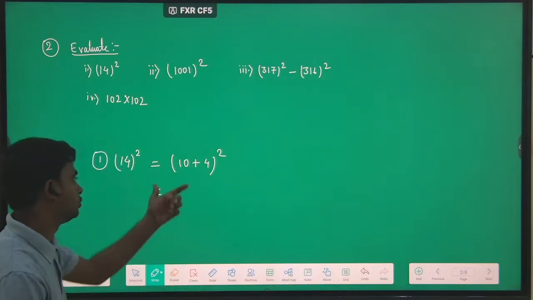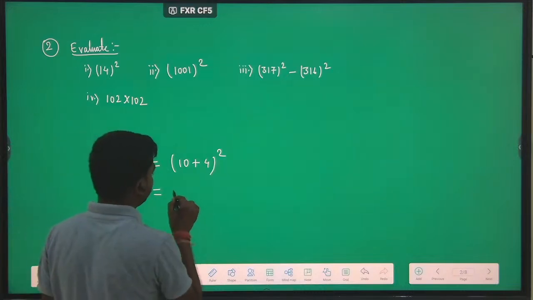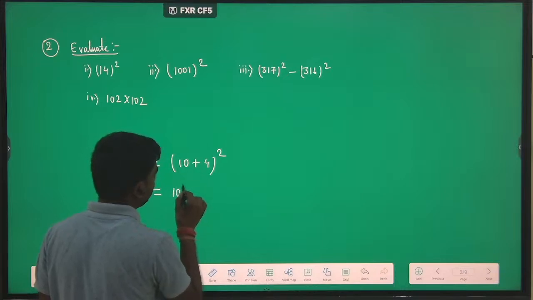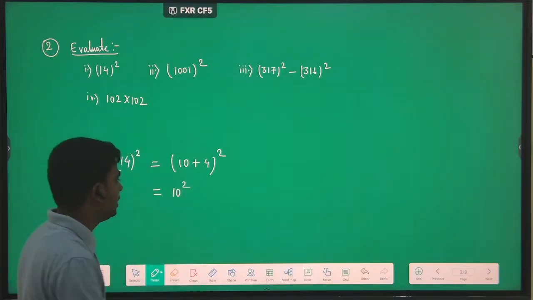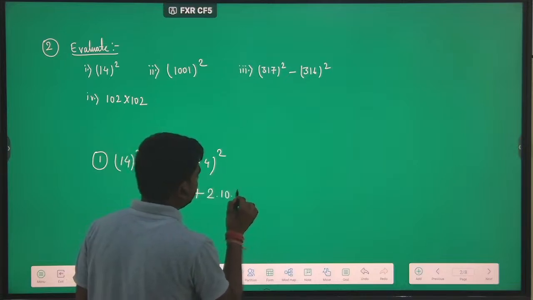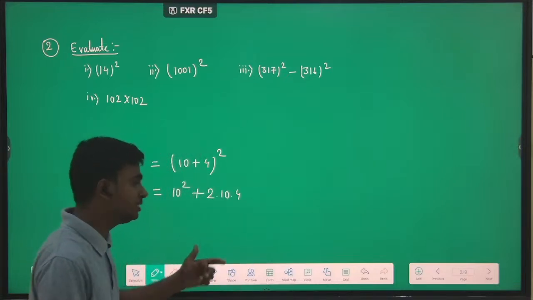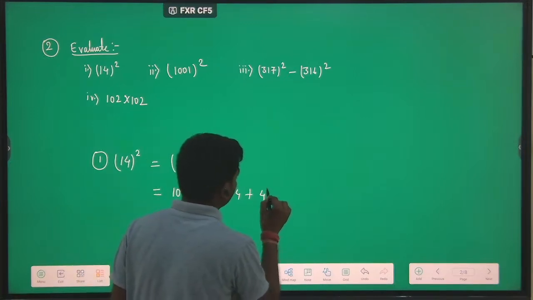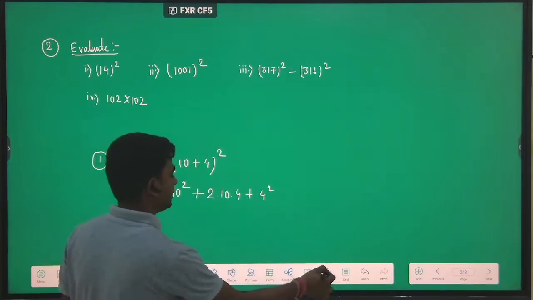Okay, let's take what is your answer. A plus b whole square is what? A square plus 2ab plus b square. That means our a is 10, so it will be 10 square plus 2 into a is 10 and b is 4, plus b square. B square is what? 4 square. So what we will get?